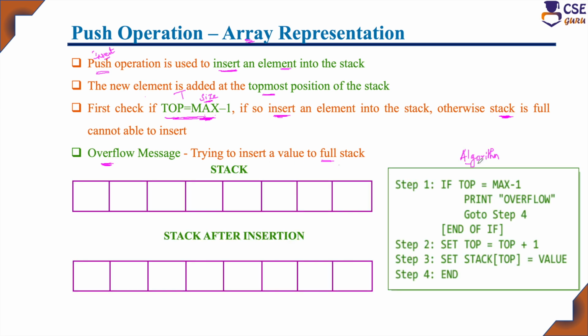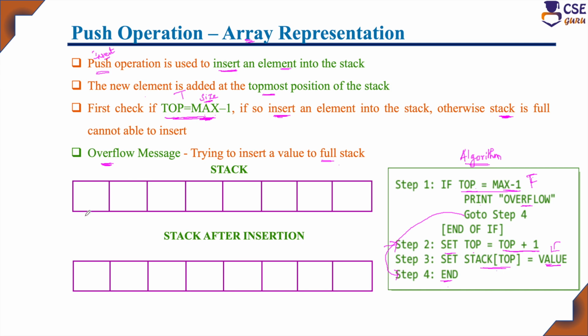And if you consider the algorithm, step 1, we have to check the condition before insertion: top is equal to max minus 1. If this condition is true, it has to display the overflow message and go to step 4, which is the end. That is, if top is equal to max minus 1, you cannot perform the insert operation, so go to end. If this condition is false, go to the second step: set top equal to top plus 1, incrementing the top position, and stack of top is equal to the new value you are going to insert. Place that element at the top of the stack.